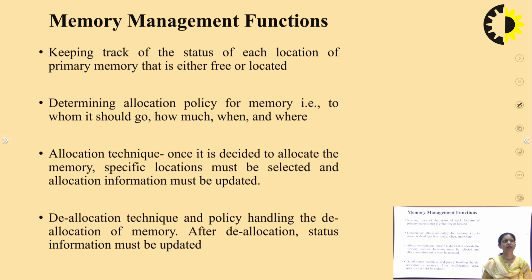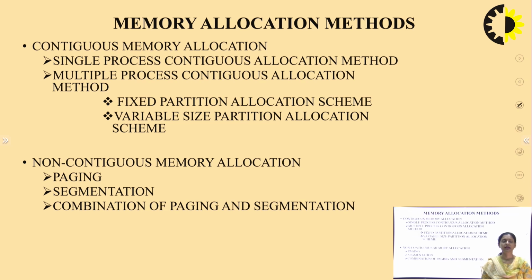It also determines the allocation policy for memory, that is to whom it should go, how much, when and where. Allocation technique: once it is decided to allocate the memory, specific locations must be selected and the allocation information must be updated. The deallocation technique and the policy handling the deallocation of memory. After deallocation, the status information is also to be updated so that later on when any other process enters into the system, that memory is given to the upcoming process.